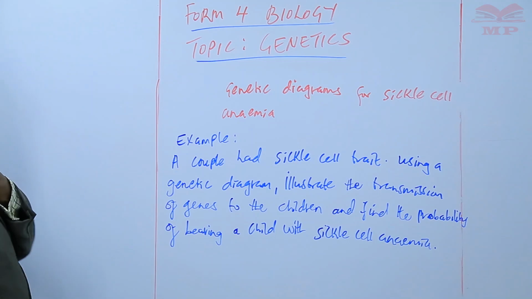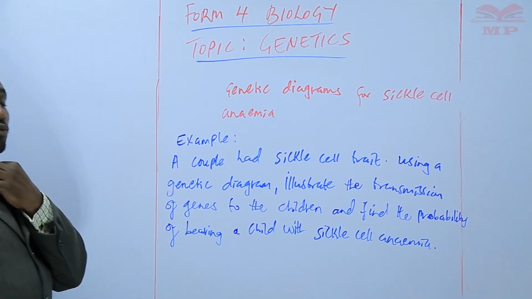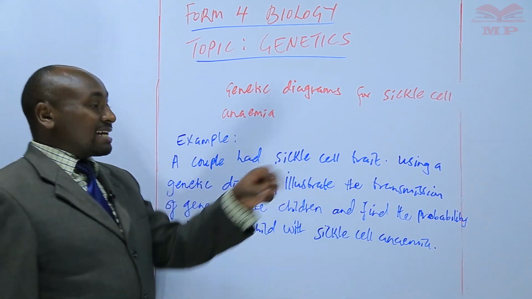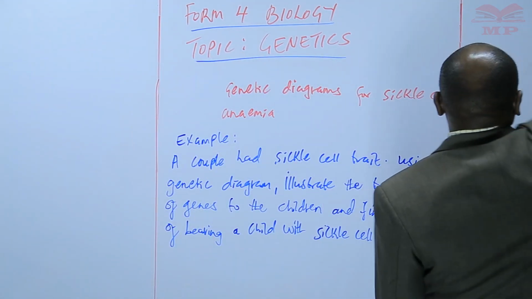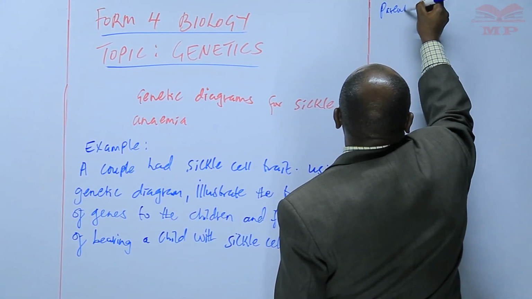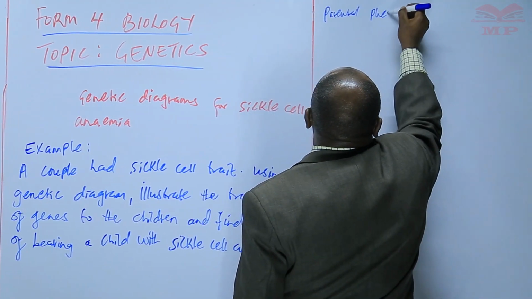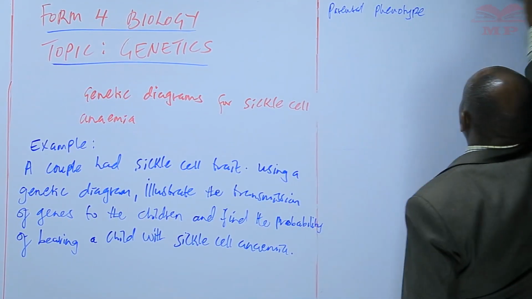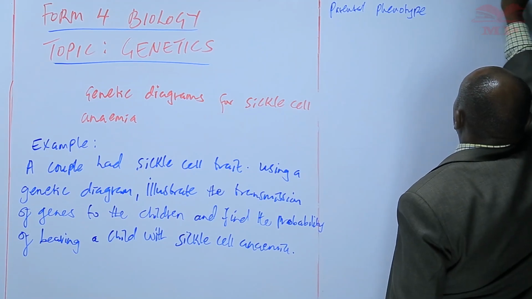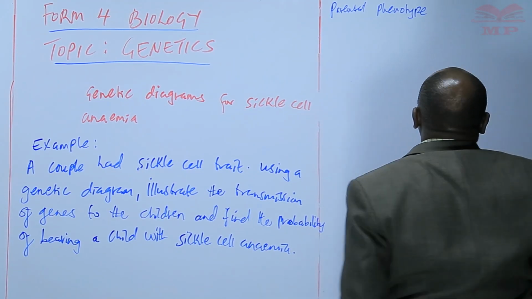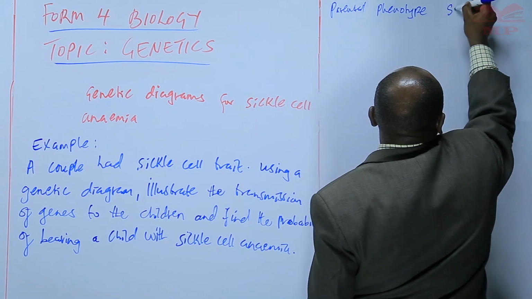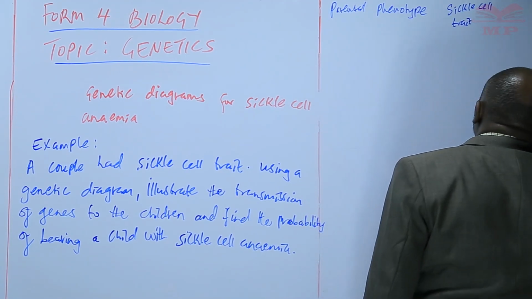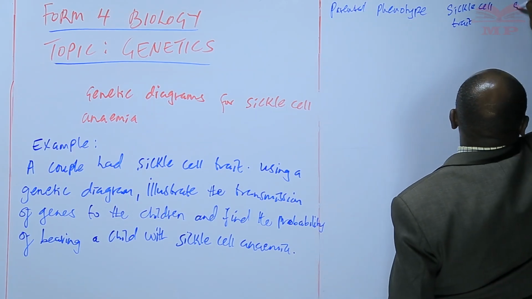So on this, we have a couple, that is the man and a woman. Both are sickle cell trait. So that means they are in heterozygous state. So we'll say the parental phenotype. We always start with the phenotype before we go to the genotype. So let's say that is the man. Then we have the woman. The man is sickle cell trait. And also the woman is sickle cell trait.